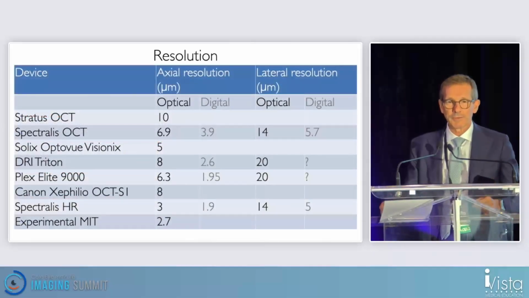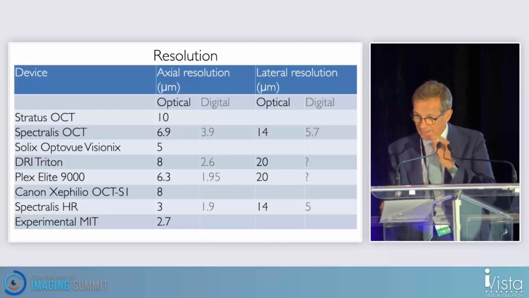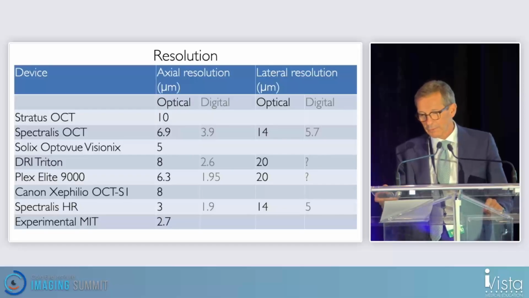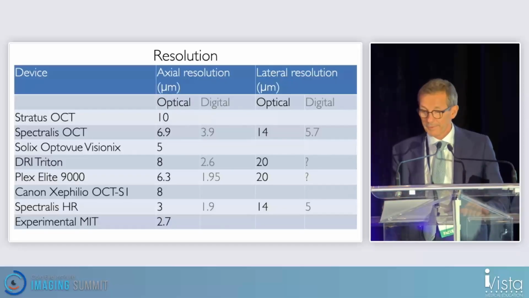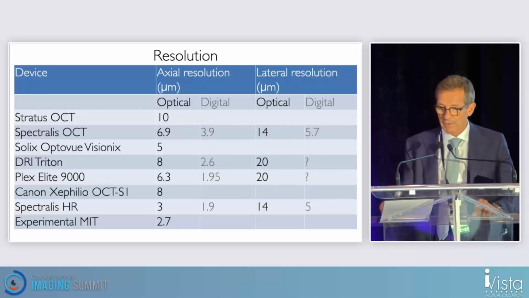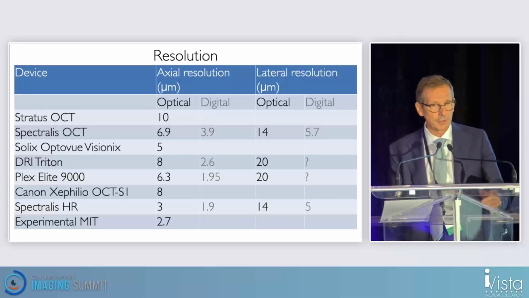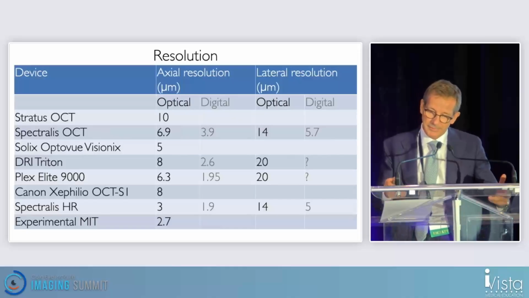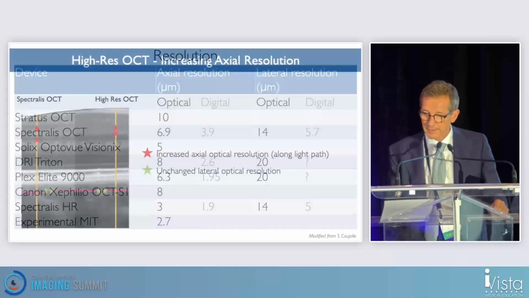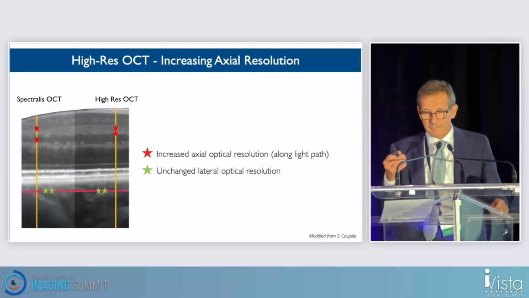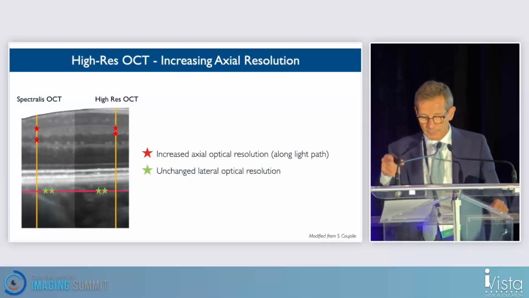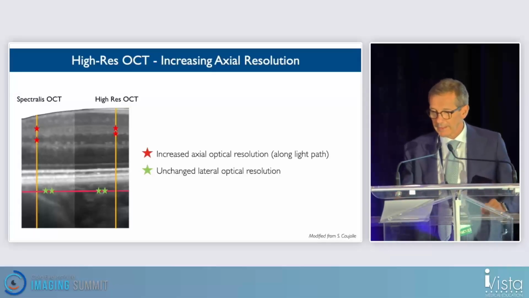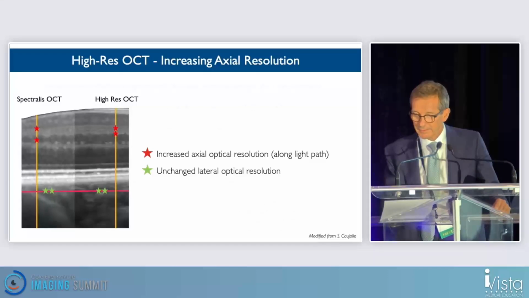If you think about OCTs, the axial resolution has moved from 10 microns of the Stratus to now 2.73 microns with the new devices. The last two devices are not available right now, but are basically in research fields. Again, you increase the axial resolution, but not the transversal resolution. For that, you need adaptive optics OCTs.